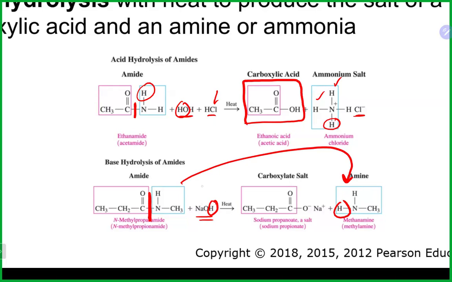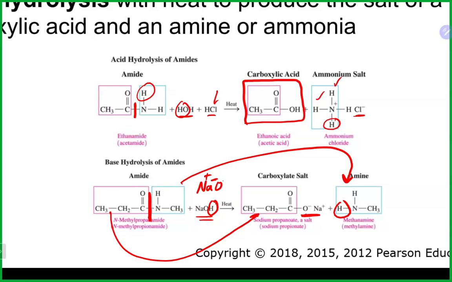What's left from our sodium hydroxide is kind of what we saw. We get a negative oxygen and a positive sodium, and that gets attached to our carboxylic acid side, which is here. And we get, again, a salt here. We don't get the carboxylic acid back. So a good way to remember this is if you do the acid hydrolysis of an amide, acid, you get back the acid.